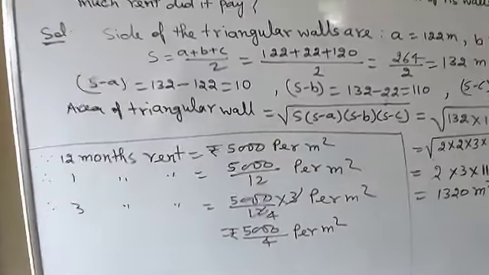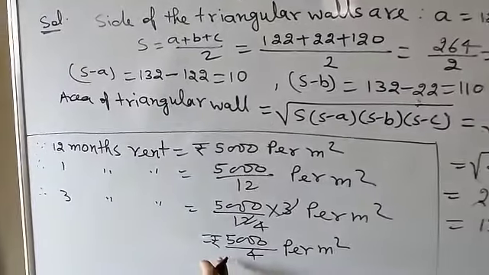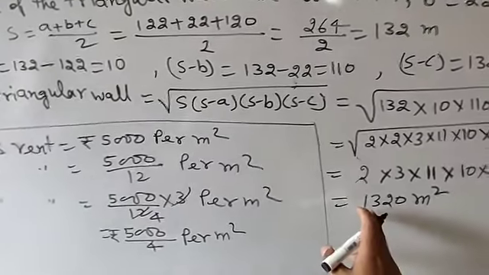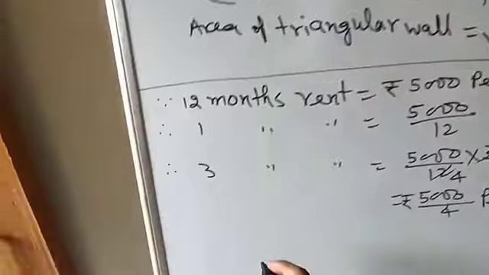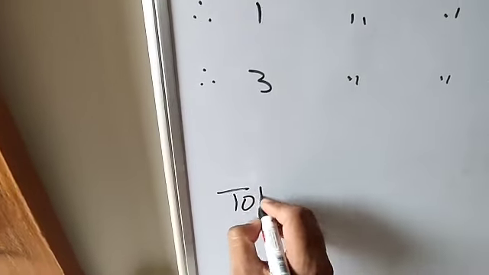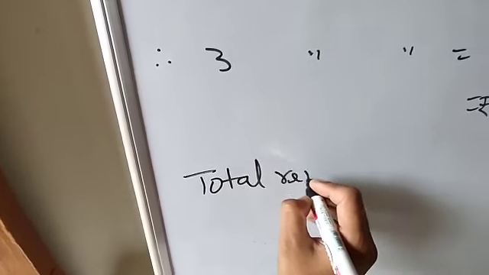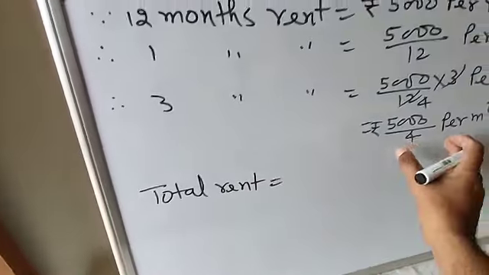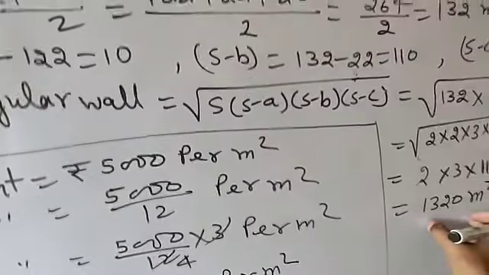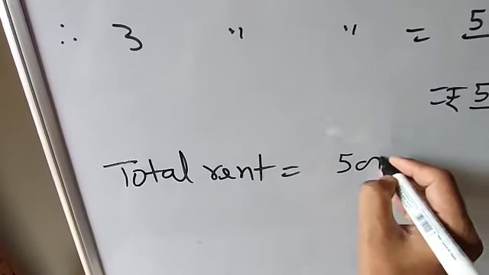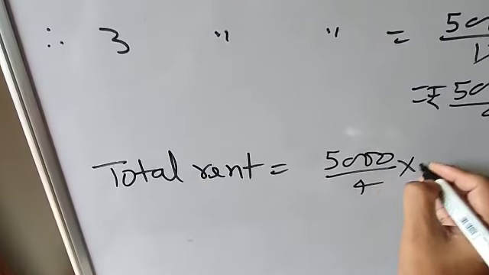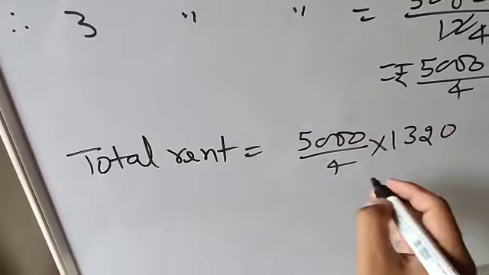Now it is the per meter square cost for 3 months, and the total area used for the advertisement is 1320 meter square. So total rent is equal to 1 meter square cost and you have 1320 meter square. That will be 5000 upon 4 into 1320.